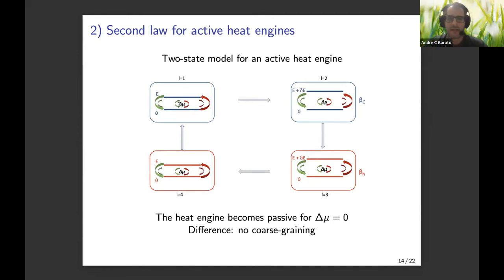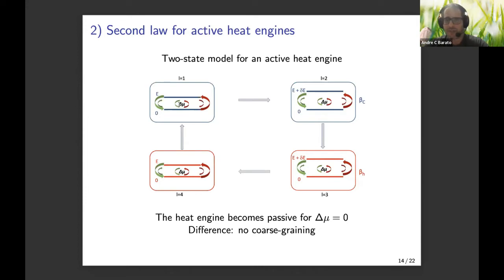Now I should say that this model is very different from the previous model in the sense that there is no coarse graining here. In the previous model, if I look at X, I can only see X, I cannot see the position of the bacteria. Here I can see everything because there are only three states. I will talk about the issue of coarse graining after, which is very important here. But all I want to point out here is that that's a very simple model. You can solve it analytically, even if you put the delta mu there. And it's the first model I would like to talk about for an active heat engine.